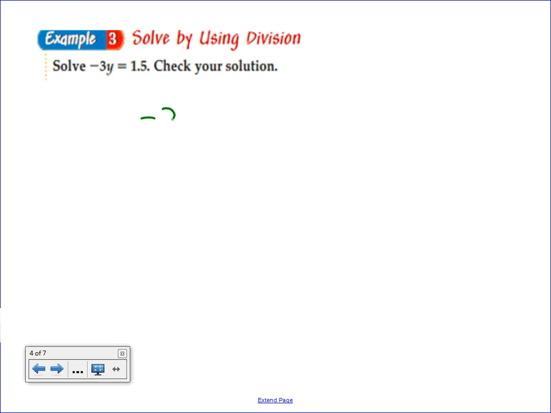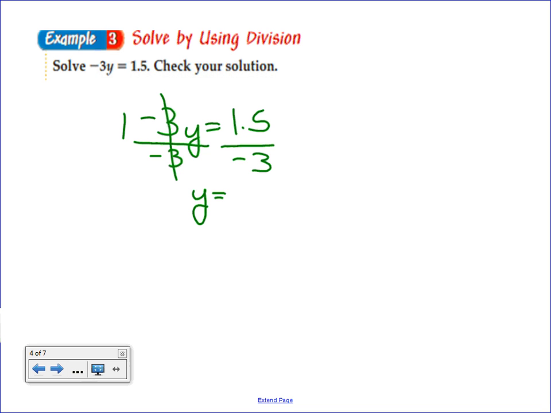Okay, negative 3y equals 1.5. I have a multiplication problem. I'm going to do the opposite operation. I'm going to divide by negative 3, divide by negative 3. Negative 3 divided by negative 3 is 1, right? So that's basically y by itself, and 1.5 divided by negative 3. I know my answer is going to be negative because I have a positive divided by a negative. I'm going to go ahead and put my negative sign there so I don't forget.